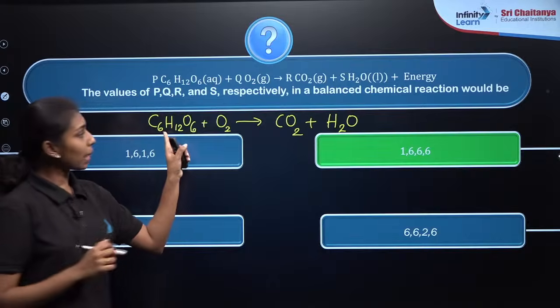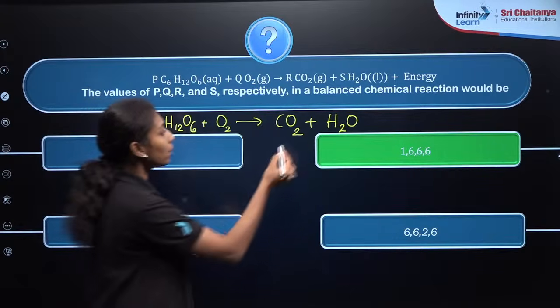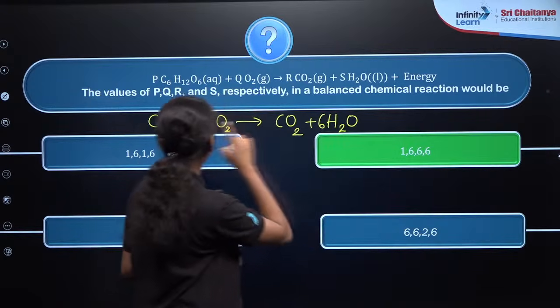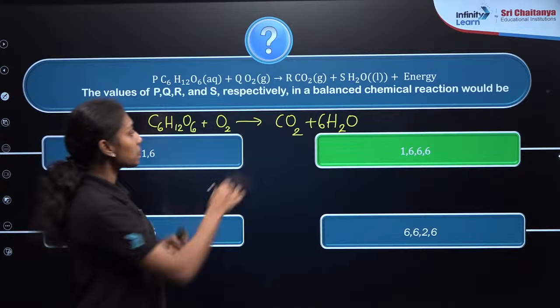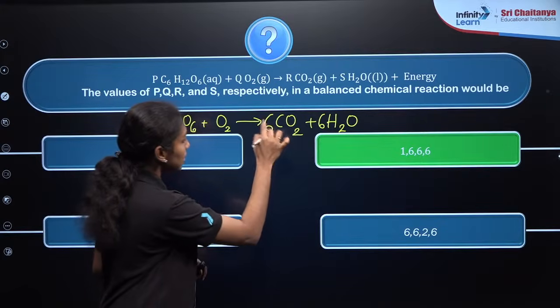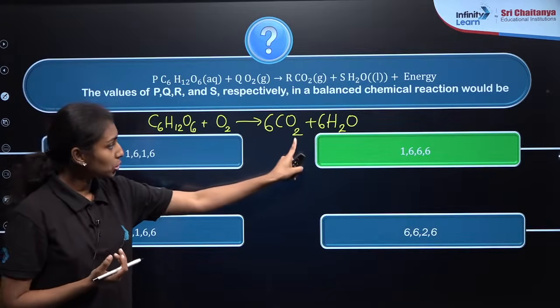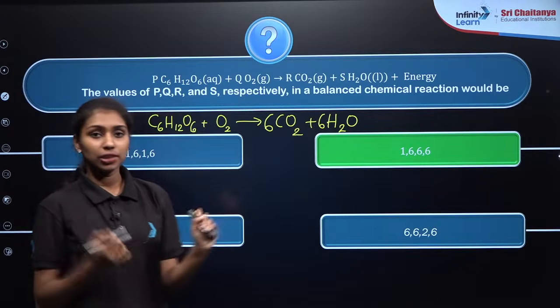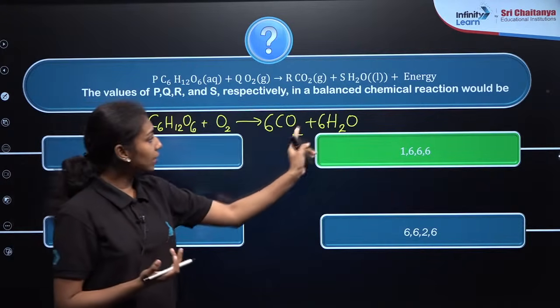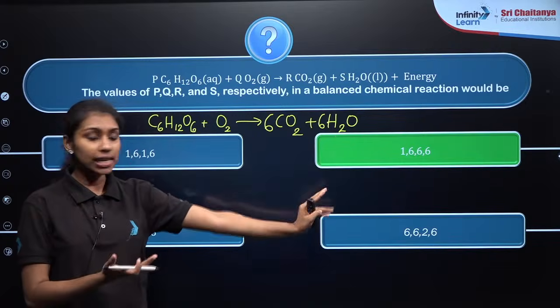First we need to balance the maximum number of hydrogen atoms here. It is 12, so I am taking 6 here, 6 into 2, 12 here. Now remaining is carbon, right? 6 carbon is present here. So I am taking 6 carbon here, 6 carbon dioxide. Now what is the total number of oxygen atoms here? It is 6 into 2, 12 here, and again this 6. 12 plus 6, it is 18, right? 18 oxygen atoms are present on the right hand side or the product side.